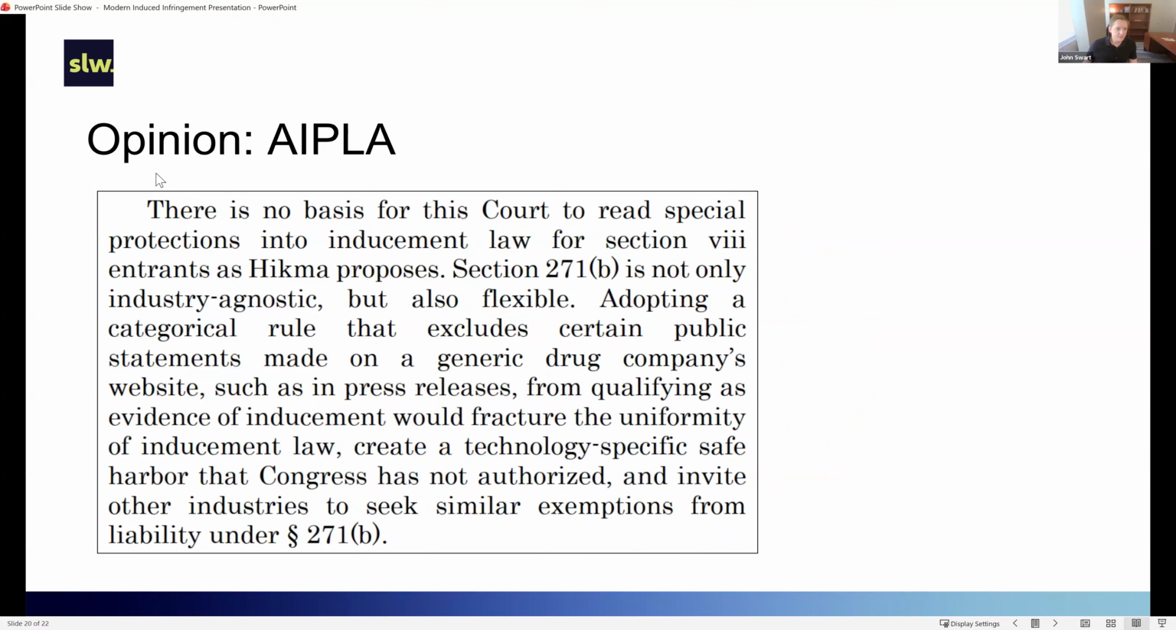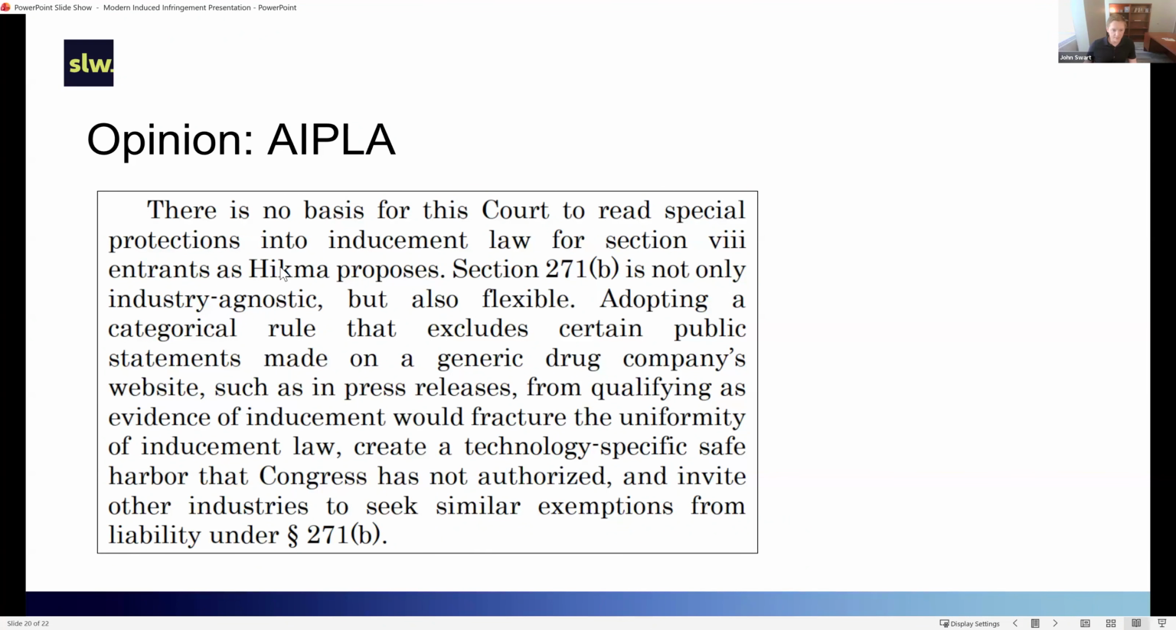Also insightful and also linked at the end of this presentation, the AIPLA submitted an amicus brief on March 27, 2026 to provide some input in this Supreme Court case. And I think more than arguing in favor of either party, what AIPLA has said is there's no basis for the Supreme Court to read special protections into inducement law for Section 8 entrants, as the generic rights holder has asked the court to do.